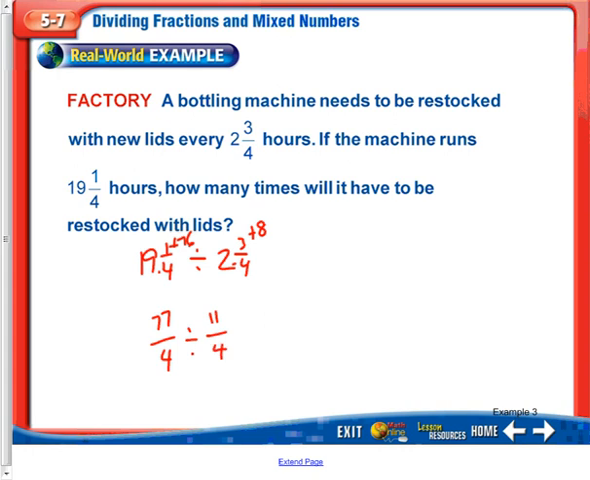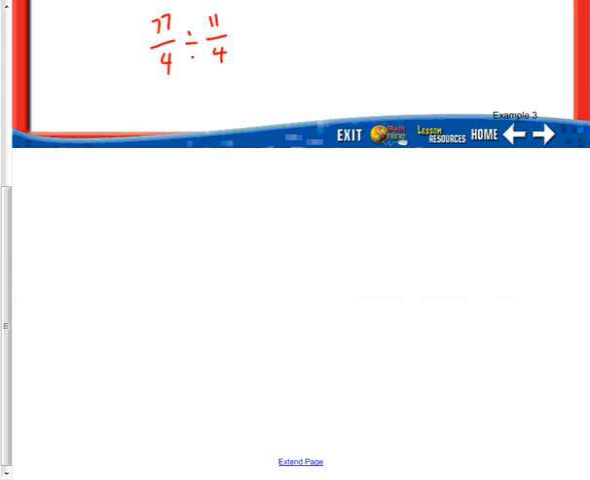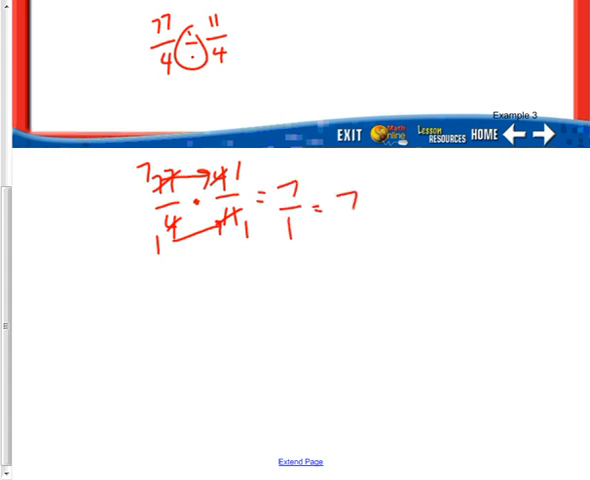Now that's going to be really nice when we flip this over. So let's go ahead and do that. I'm going to circle the division, and now I'm going to go 77/4 times 4/11. Now you see why I said that was going to be nice, because the 4's will cancel, and 11 will turn to a 1, and 77 is going to turn to a 7. So when I multiply straight across, I'm actually going to get 7 over 1, which is 7.